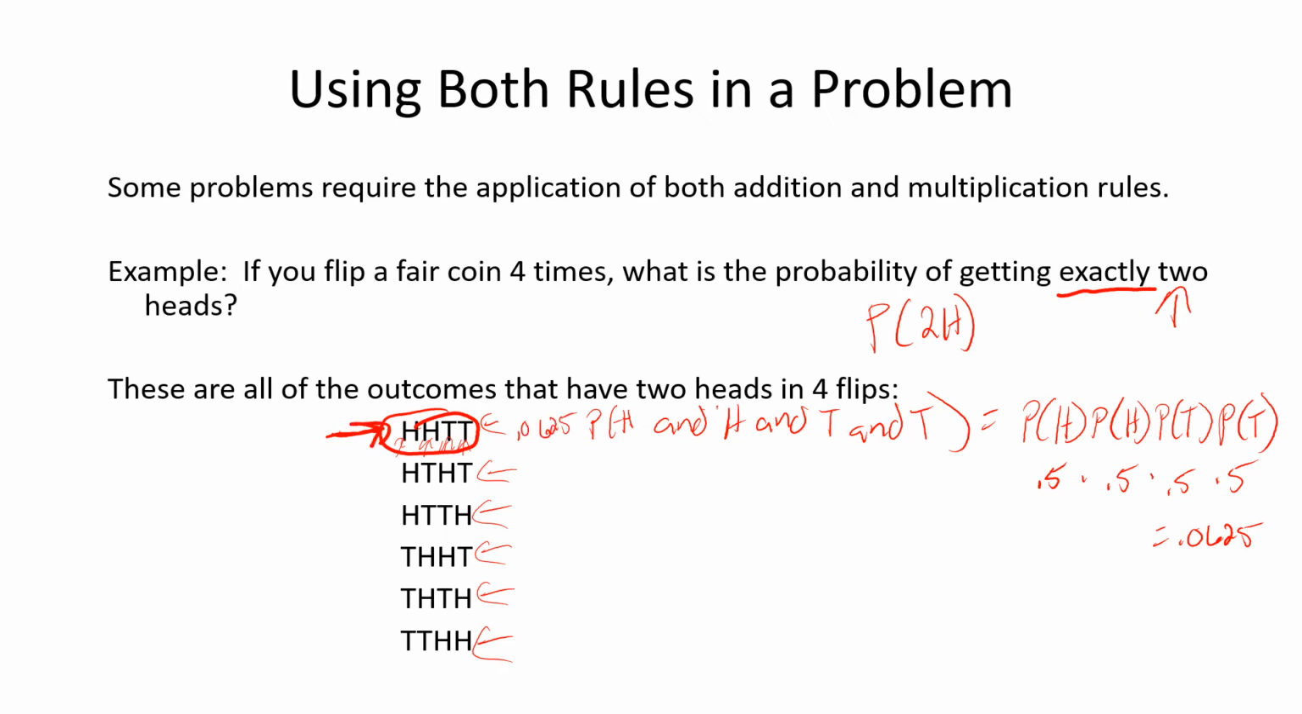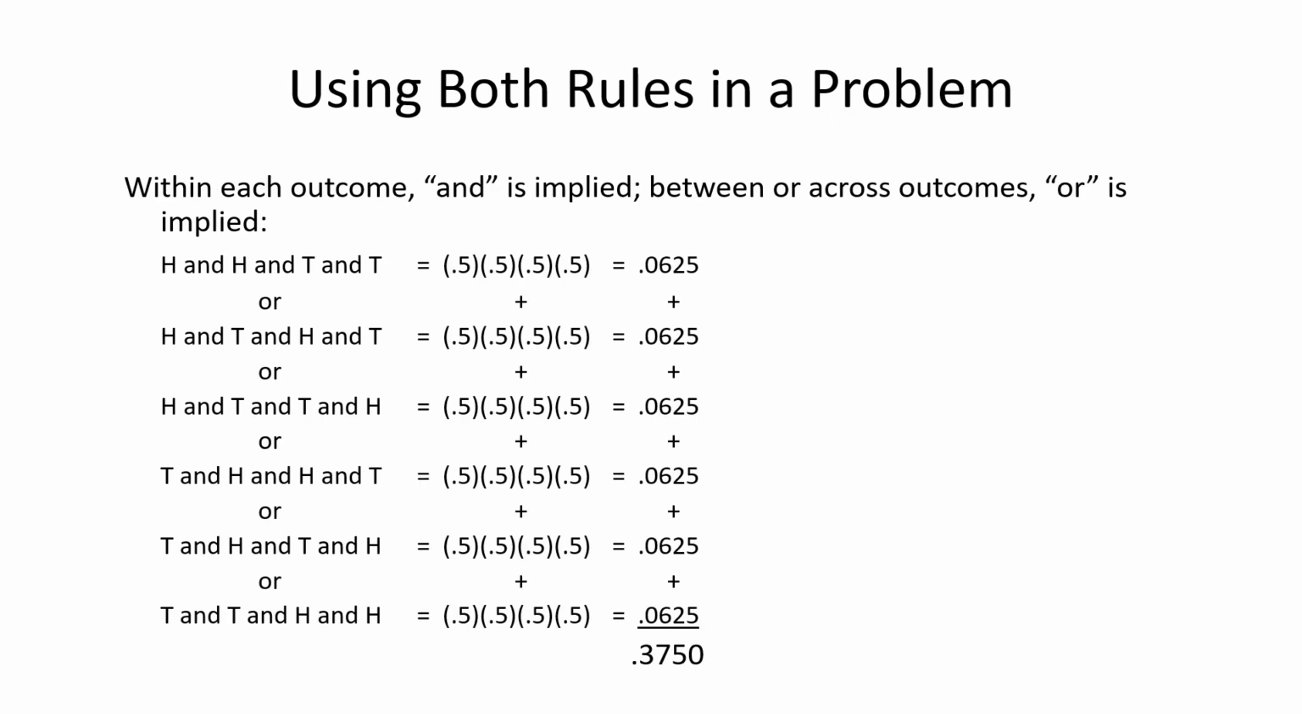And interestingly enough, I'm going to flip slides. The probability of getting each and every one of those outcomes is the same. Because it doesn't matter if you flip a head or a tail, it's still 0.5. So all of those outcomes have 0.0625. So that's how you use multiplication in the rule. Now, where does addition come in? Well, if you add up the probability of each of those individual outcomes, so add up all of those 0.0625s, you get the probability of flipping two heads. That is our probability that we're looking for, that 0.3750.